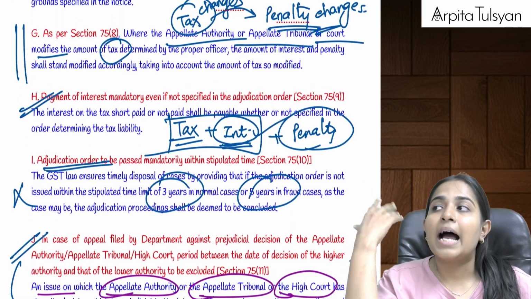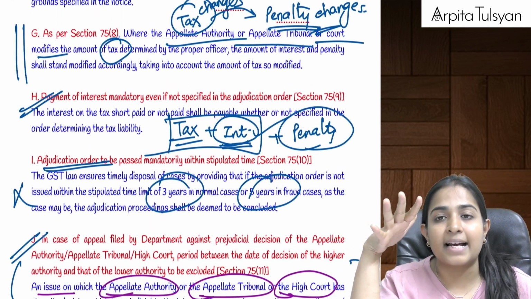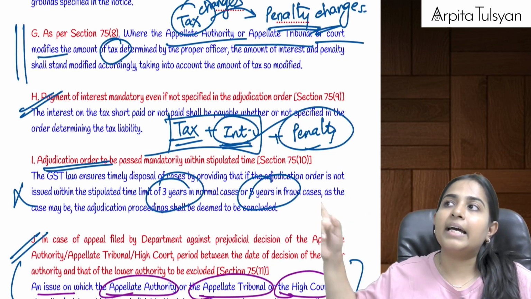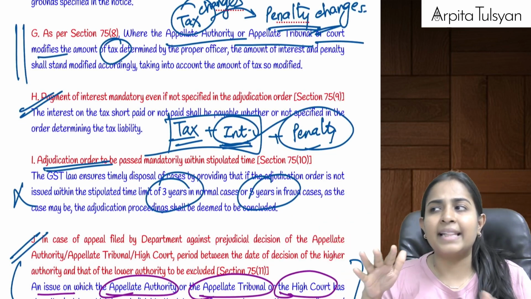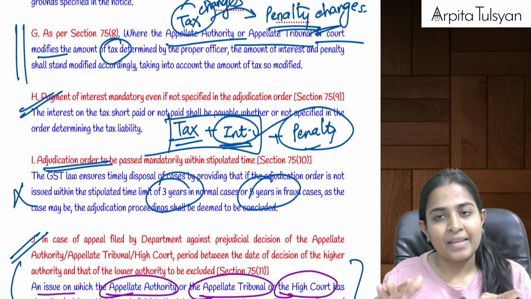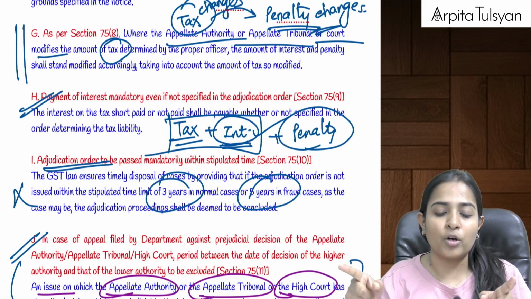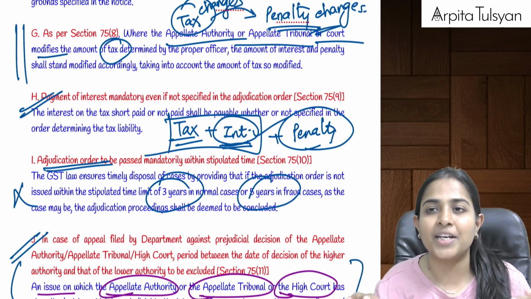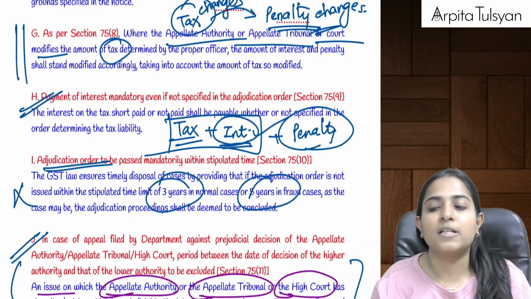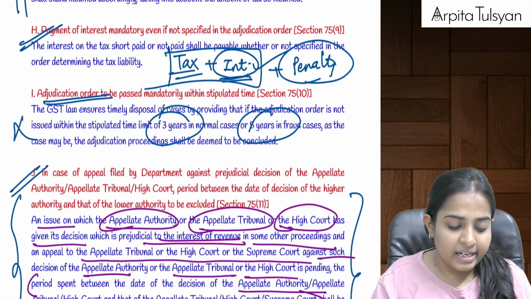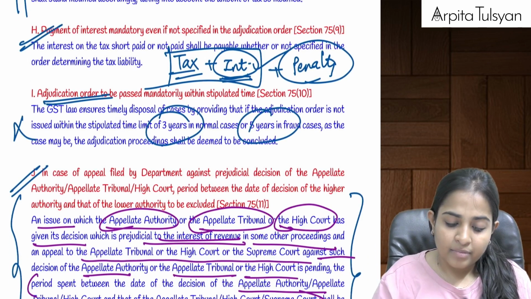And whenever any higher authorities have changed the tax amount, can that lead to a change in penalty? Yes, because penalty depends on the amount of tax only. So whenever there is any change in the tax amount, please do the corresponding changes in the penalty amount also. Are you clear with this?